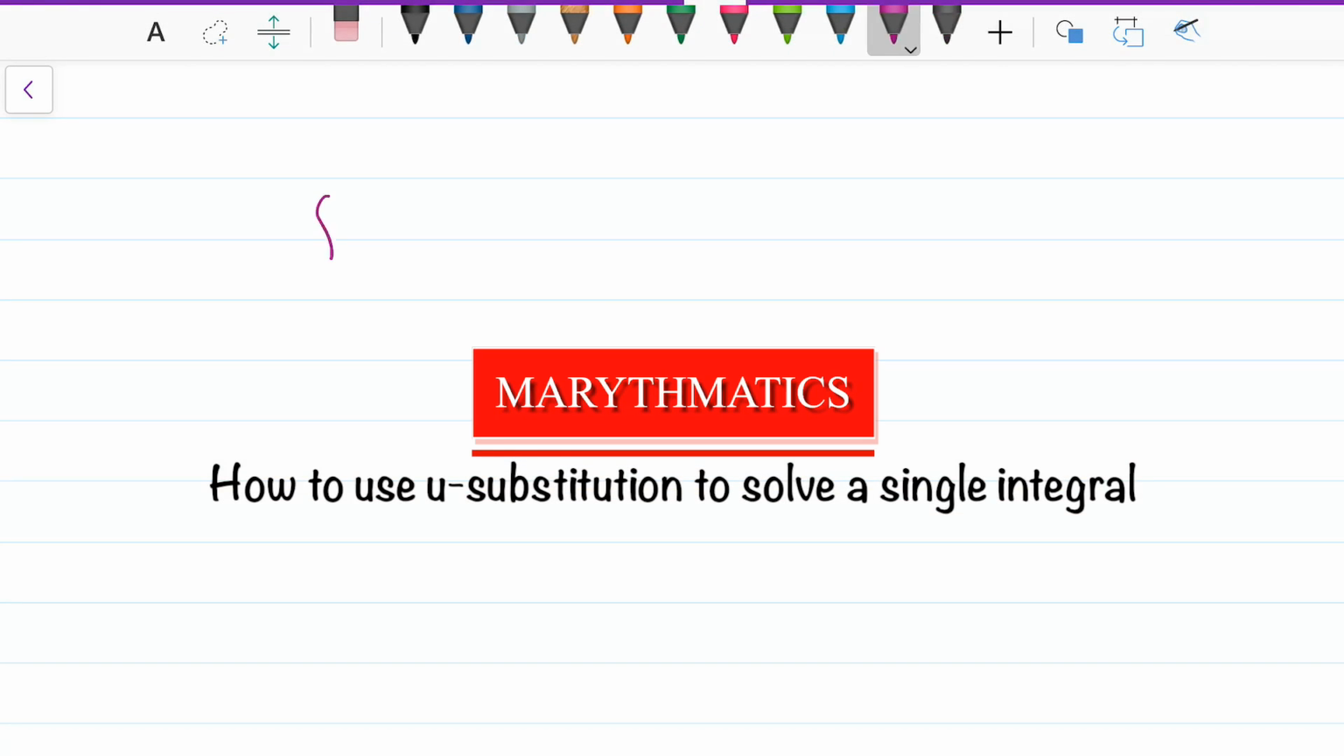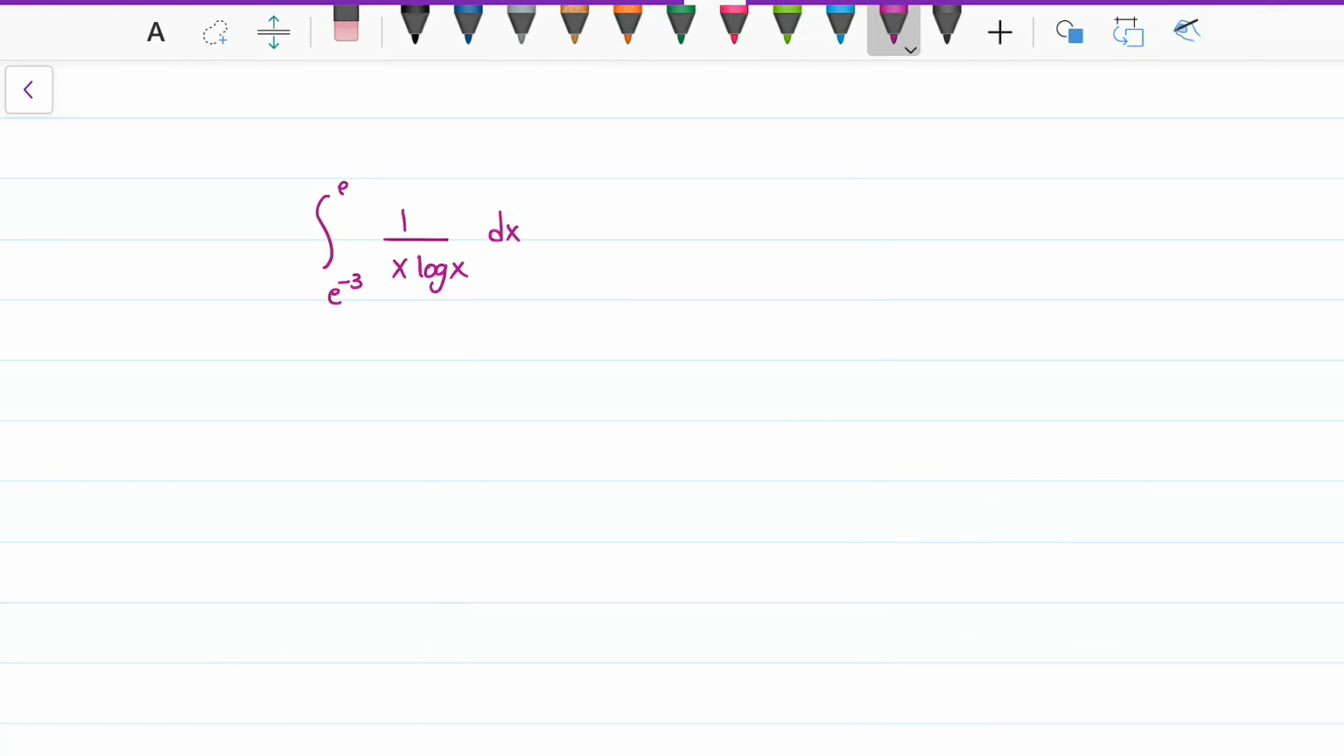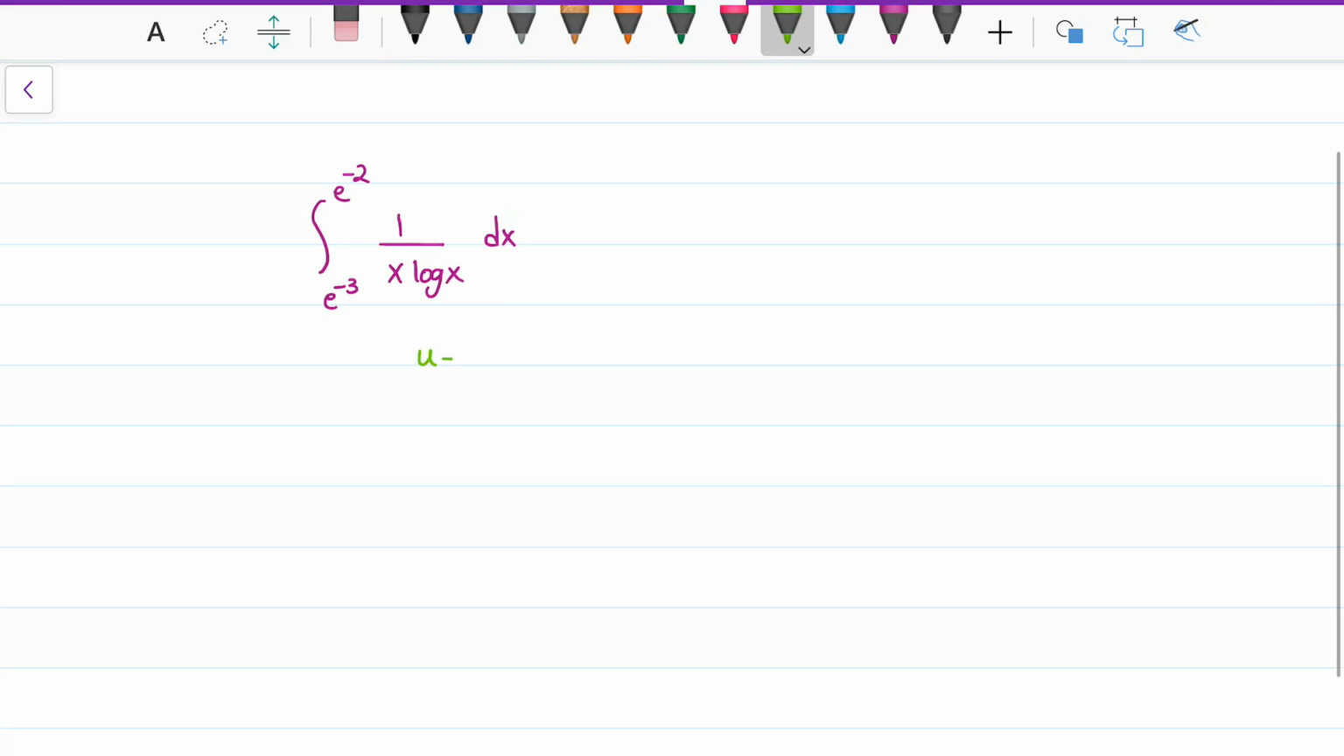I would like to solve the integral of 1 over x log x dx from e to the negative 3 to e to the negative 2. As you may notice, I have two functions in my denominator. One is x, the other one is log x. So to solve this integral, I need to use u-substitution.